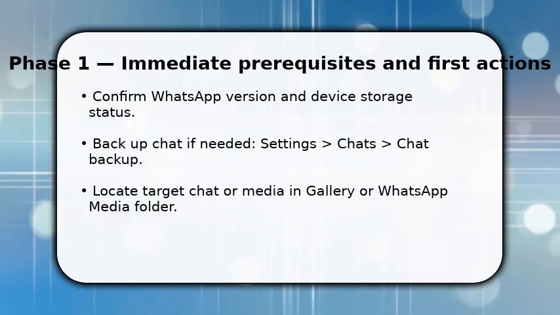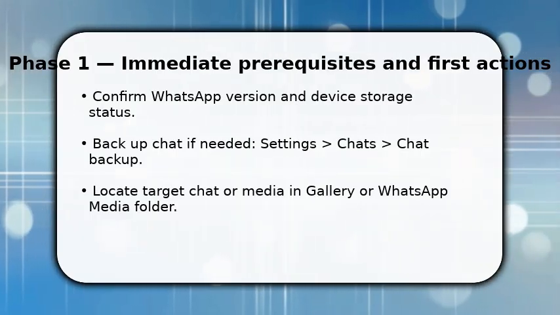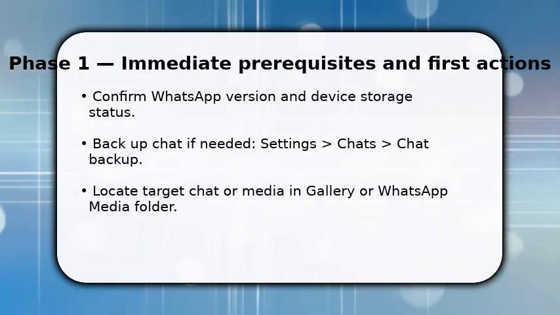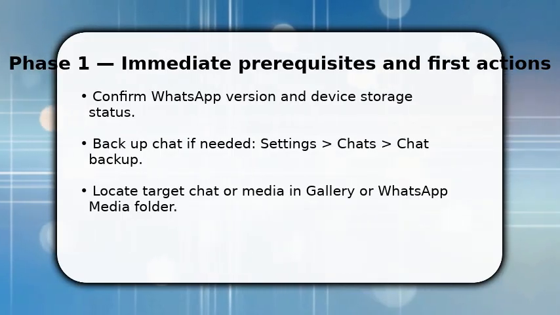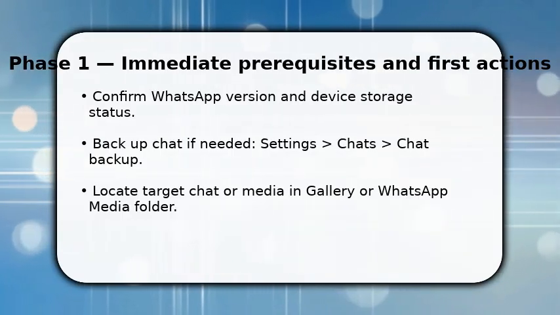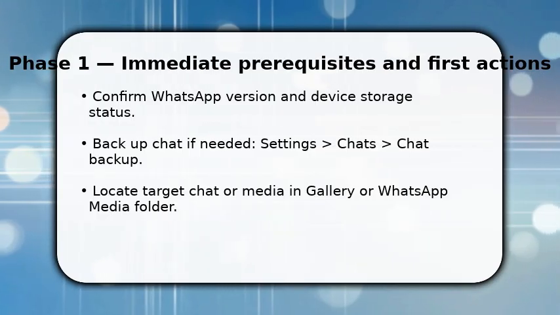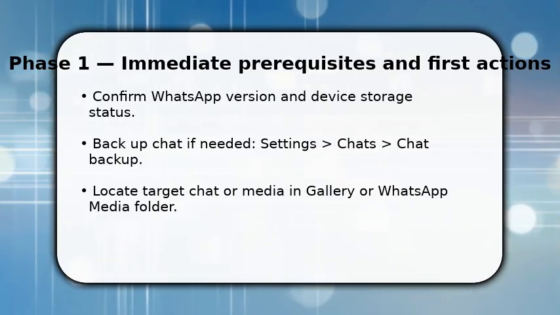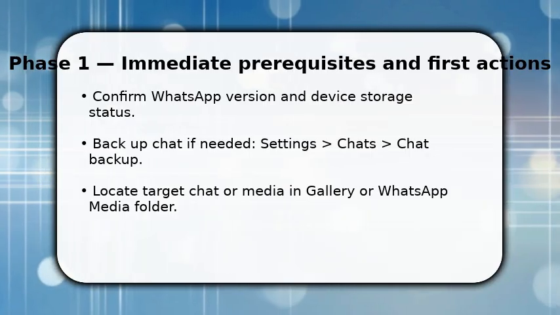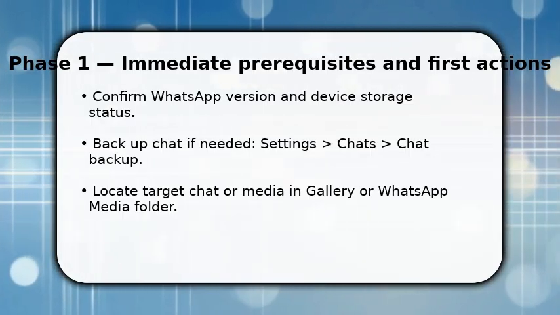You start now by confirming the WhatsApp version and checking device storage. This ensures the app behaves predictably. Next, make a quick chat backup only if you might need messages later, then open the chat containing the photo. Once inside, tap the image to open it full screen. This gives you the controls to delete.